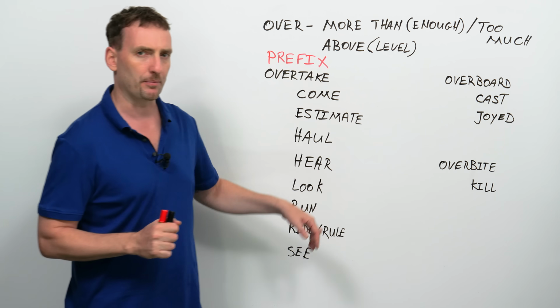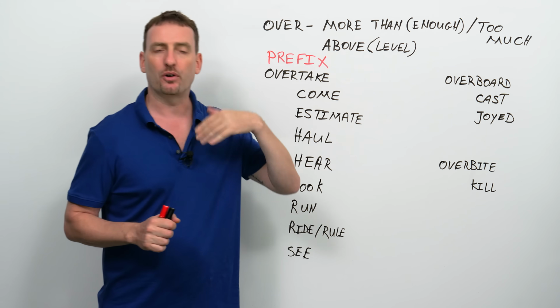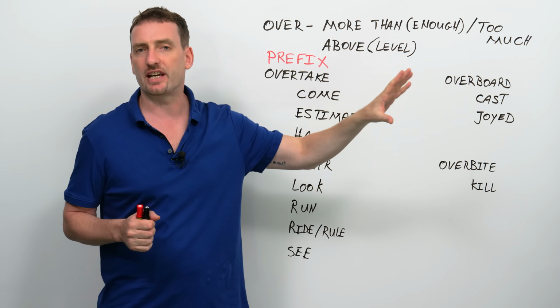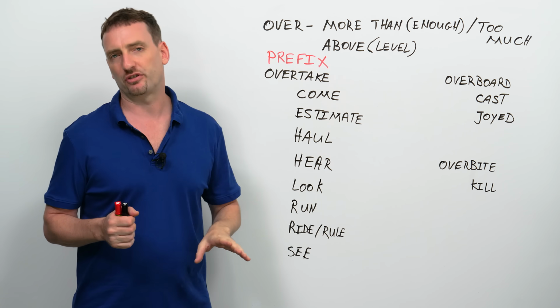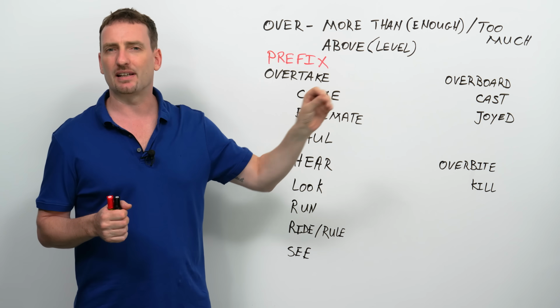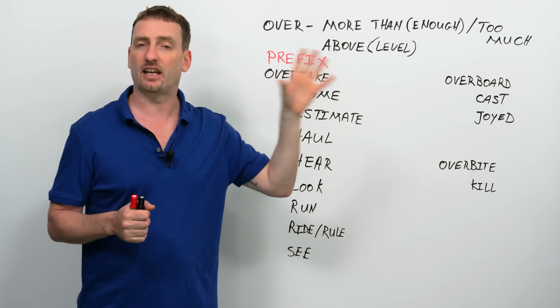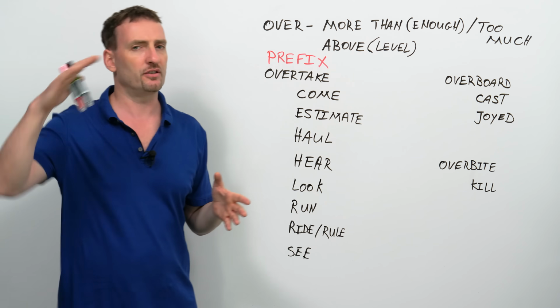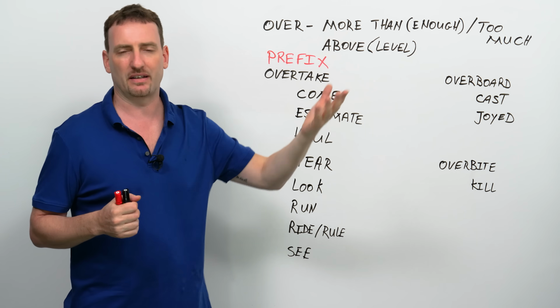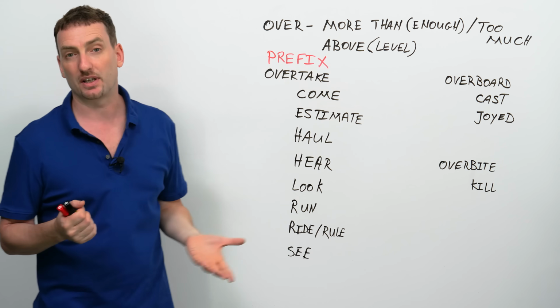If you overhear something, it's like hear, but over hear, it doesn't mean you hear too much. It means you heard a conversation that you weren't supposed to hear. So two people over there are speaking and they're speaking a little bit loudly so you can overhear. You can actually hear what they're saying. So nothing to do with above or too much. It's more like they're speaking too loudly and that's why you can hear them.